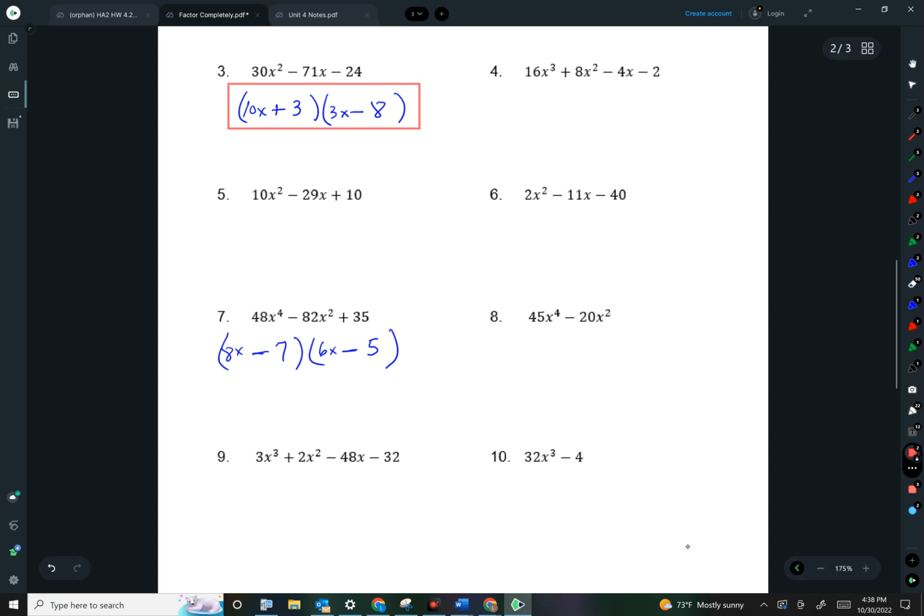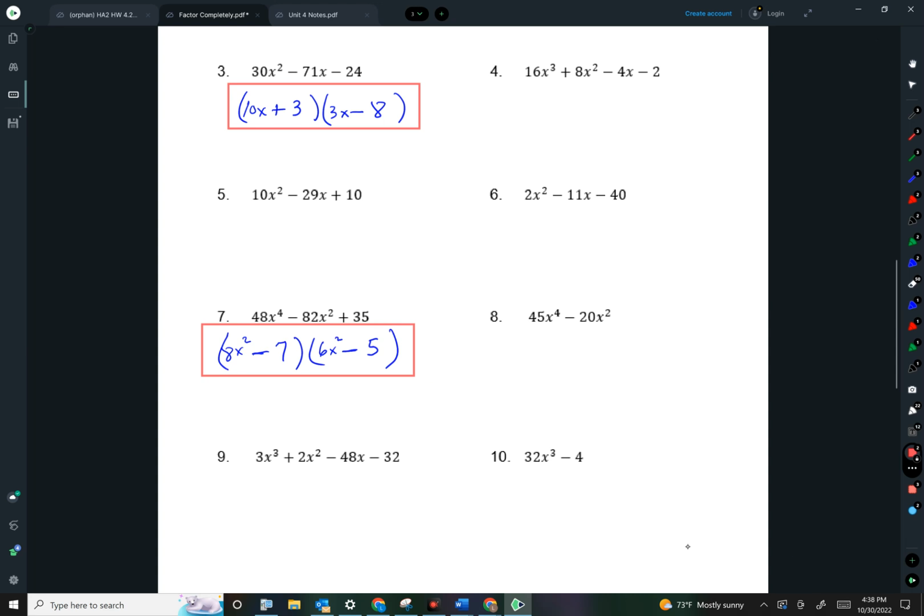Oh, you know what? Sorry. Look what I messed up. In order to get x to the 4th, don't both of these have to be x squareds? Sorry about that, right? Because x squared times x squared is x to the 4th. Does that change anything? Can I go any further? No, because I can't factor 8x squared minus 7, and I can't factor 6x squared minus 5, so I'm still done.